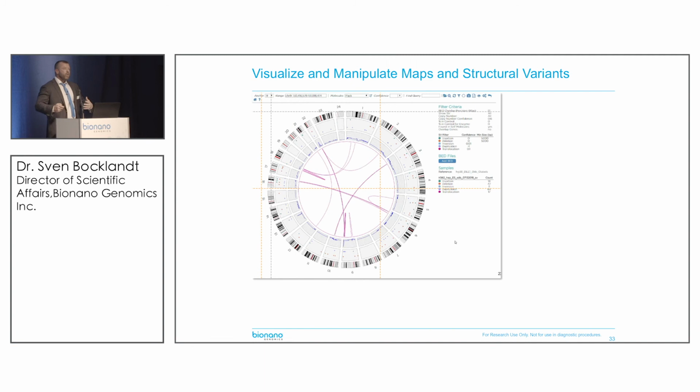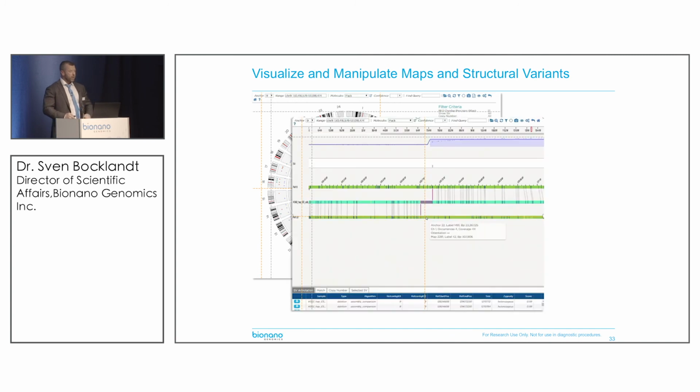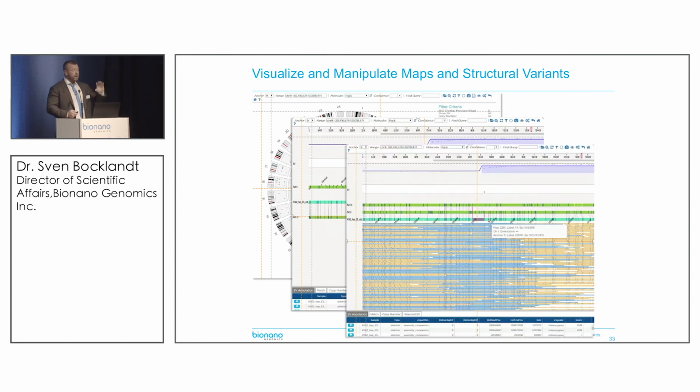Our software shows you the entire genome analysis in a circos plot. Everything is interactive, so you can click on any of these translocations, zoom right into the de novo maps, see the alignment with the different chromosomes, and then even show the molecules that aligned right to that variant.